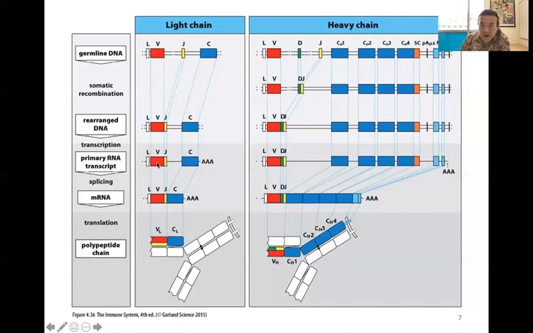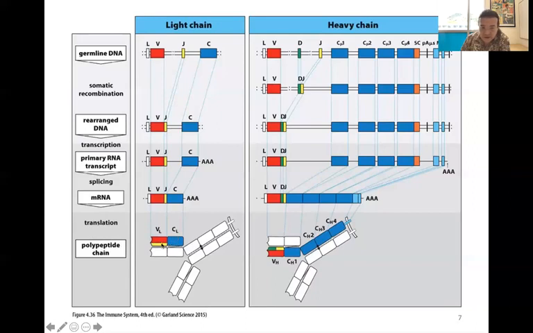Then the primary RNA transcript that gets transcribed from this would have these components in it, the V, the J, and the C block, right? It would then undergo splicing to get rid of this extra intronic region of RNA that's not needed. So that puts the variable domain right up against the constant domain. And then this finished mRNA would get translated in the cytoplasm of your B cell by the ribosome to make the finished polypeptide chain, right?